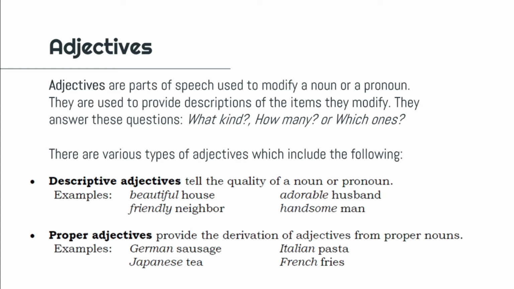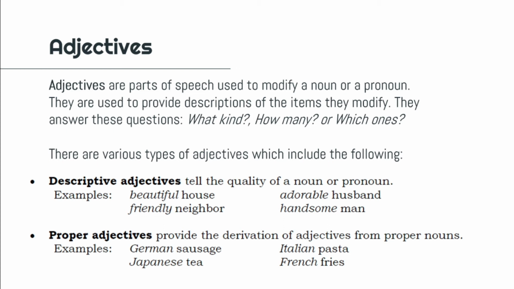Adjectives are parts of speech used to modify a noun or a pronoun. They are used to provide descriptions of the items they modify. They answer these questions: what kind, how many, or which ones. There are various types of adjectives which include the following.